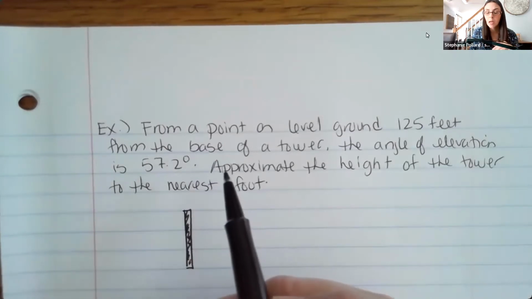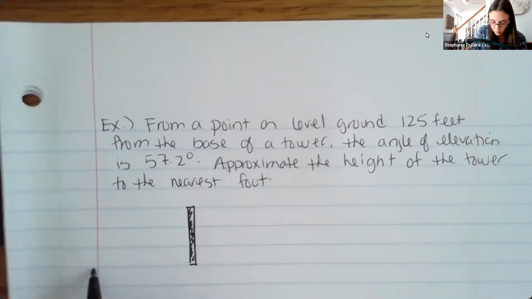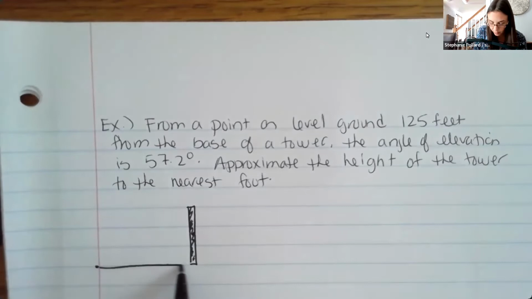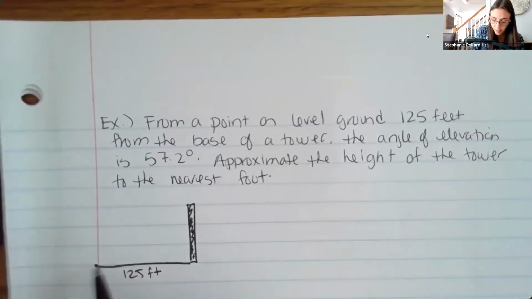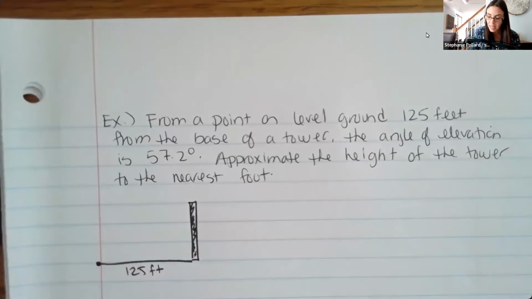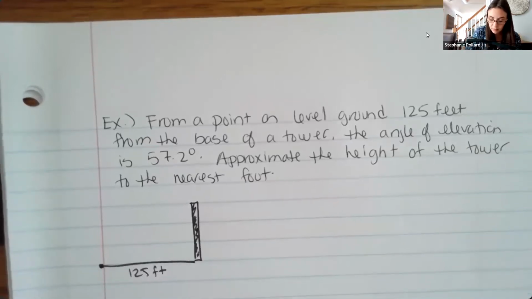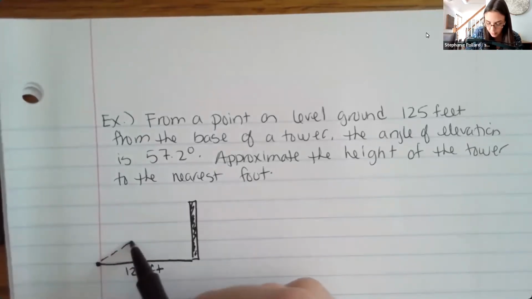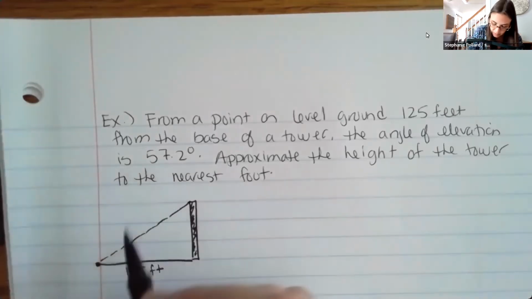Base means the bottom. So we're going to be somewhere over here standing, 125 feet away, and you're on the ground, so we're taking that measurement from ground level. And I know that the angle of elevation, which goes up to the top of the tower, is 57.2 degrees.